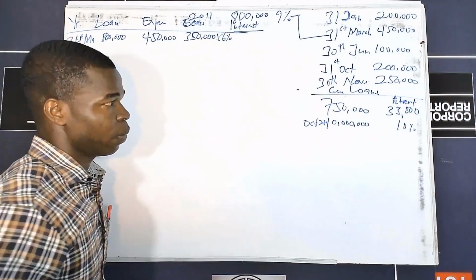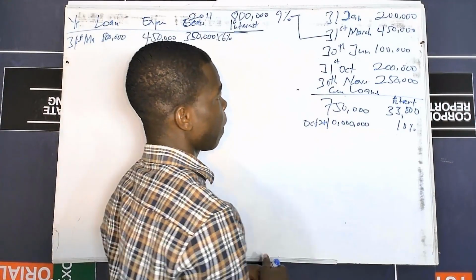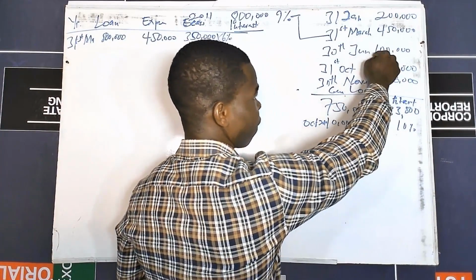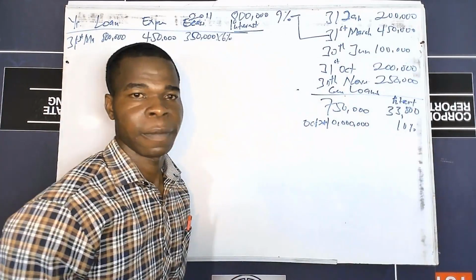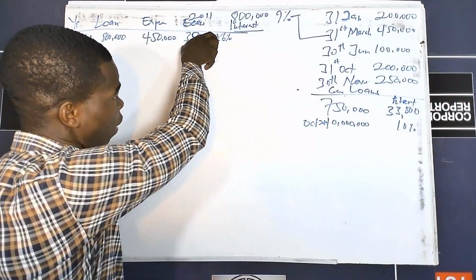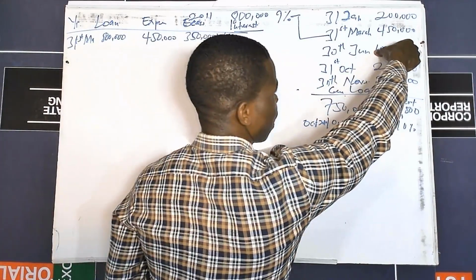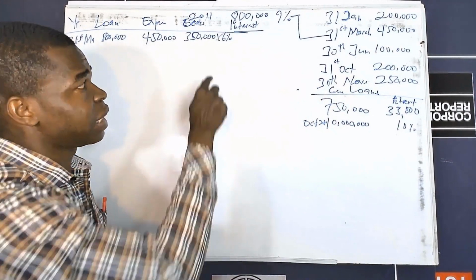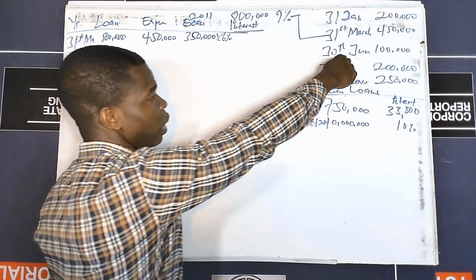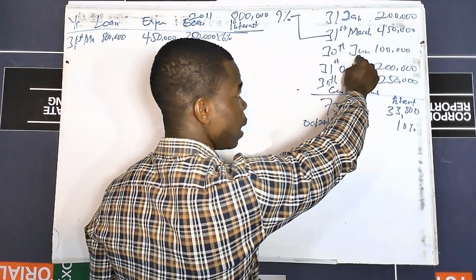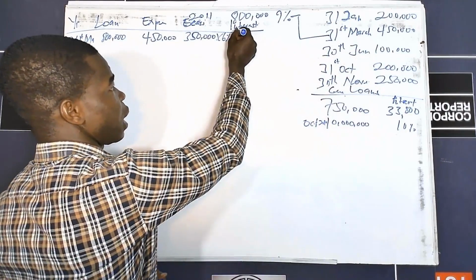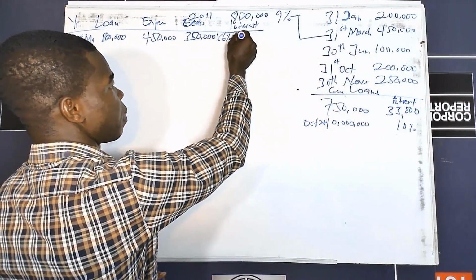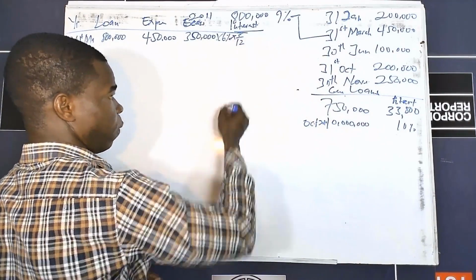But let's look at something. From March to June, we have incurred another expenditure again. So that means this excess loan would have been reduced again by what? By this 100,000 expenditure in June. Therefore, your interest will be charged on this 250 from only April, May, June. So for only 3 months. So here we are supposed to multiply this by 3 over 12.